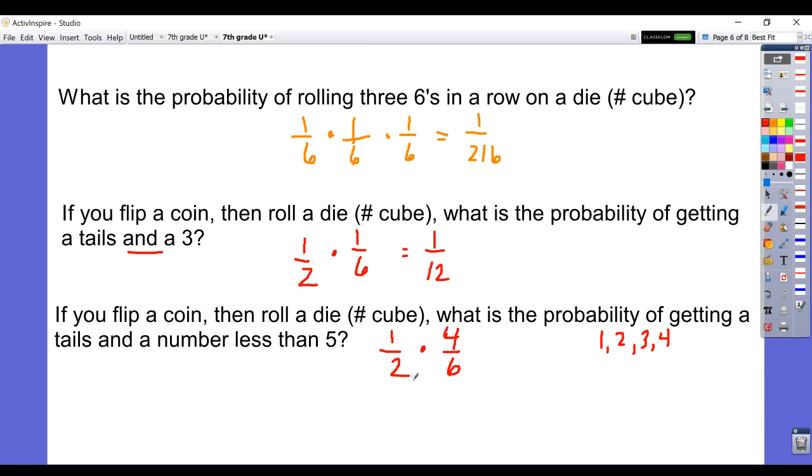So the probability of getting tails is 1/2. Probability of getting a number less than 5 on a number cube is 4/6. And then we're going to multiply those. Again, you can simplify before you multiply. So 2 divided by 2 is 1. 4 divided by 2 is 2. And you can simplify the 2 and 6 as well. As long as it's a numerator with a denominator, it can be simplified. 2 divided by 2 is 1. 6 divided by 2 is 3. So in the numerator, we end up with just 1, and the denominator 3. So 1/3 probability of getting tails and a number less than 5 on a number cube.